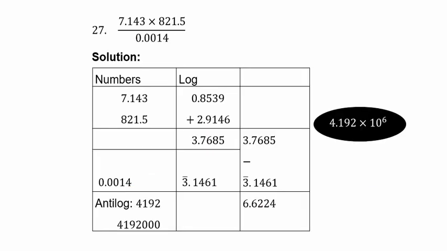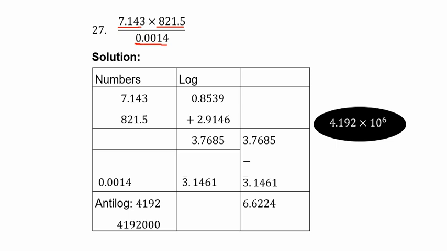Example 27, we have 7.143 times 821.5 divided by 0.0012. So we have three operations here: multiplication in the numerator, then division of the numerator by that, that is two operations. So we take the numerator first and work with it.